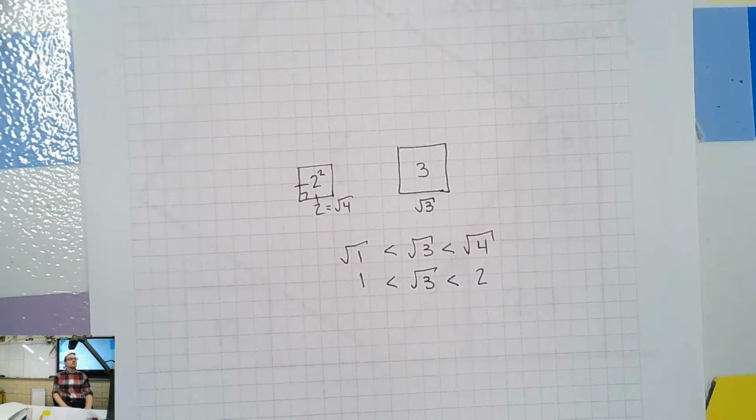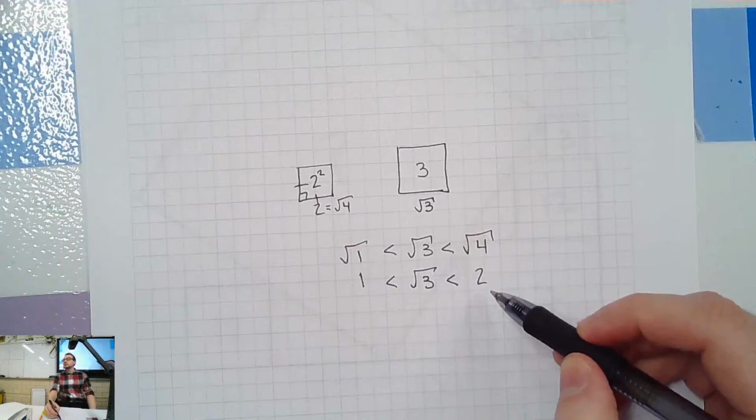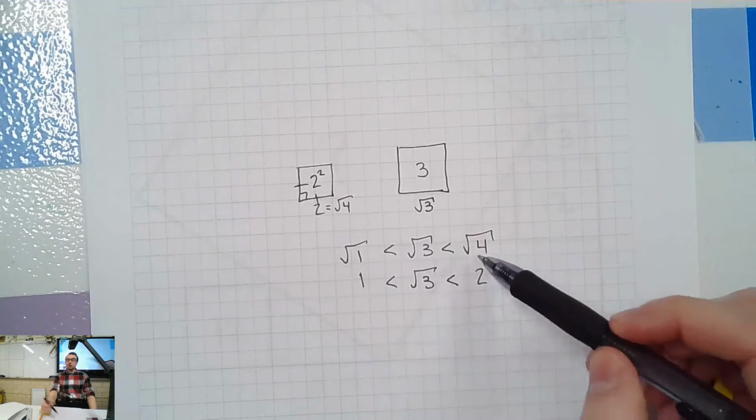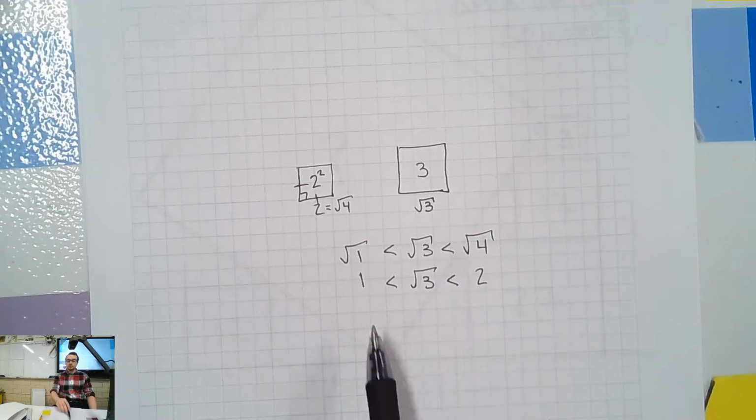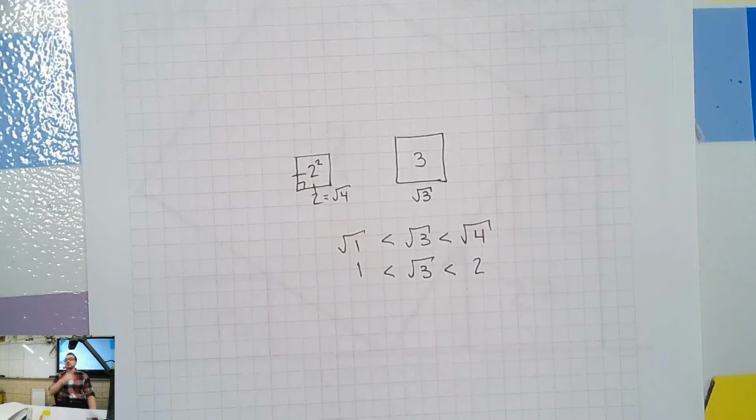That's the estimation. Does everybody see that idea? I know root 1 is 1. I know the root of 4 is 2. Root 3 is between 1 and 4, so it must be between their roots, 1 and 2. So it's 1 point something. Pretty close to 2, right?